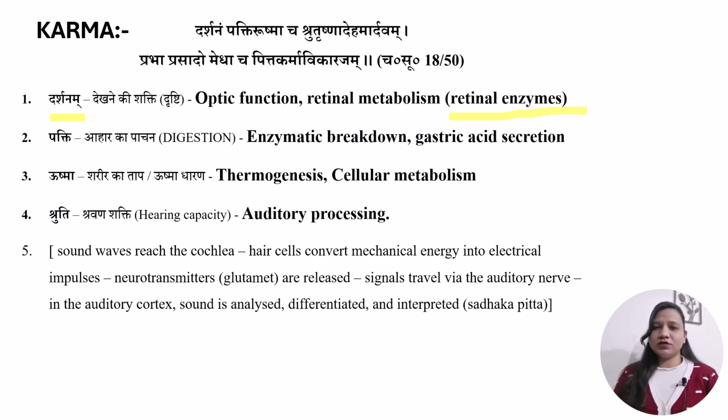And talking about the specific Pitta dosh, we have already discussed the 5 types of Pitta dosh in the previous lecture. Of all the five, the Pitta responsible for darshanam is the Alochak Pitta, which resides in the eyes. So by the Alochak Pitta, the retinal metabolism happens and it helps in the optic functions.